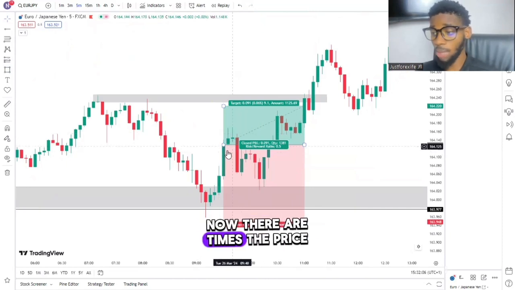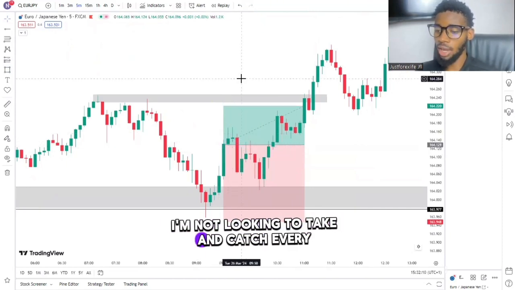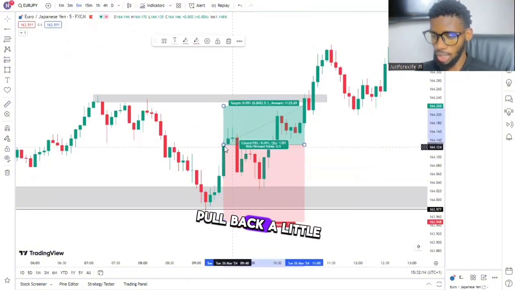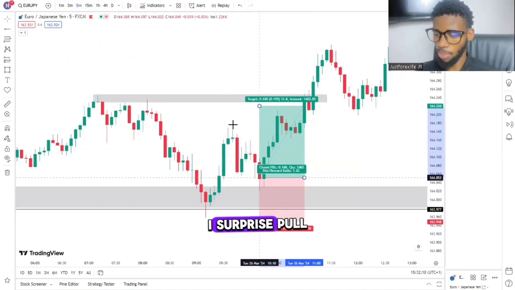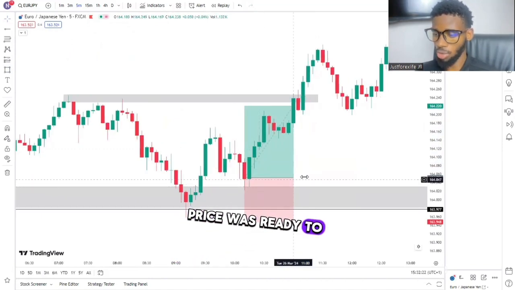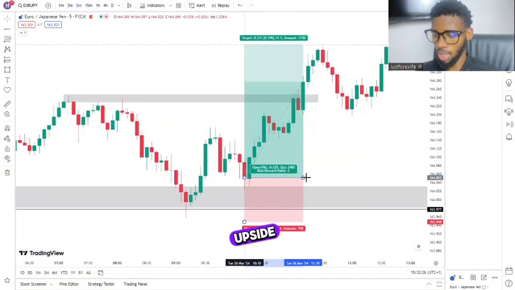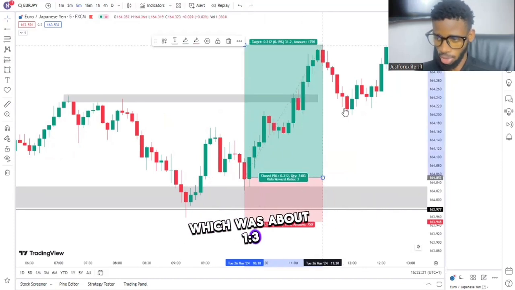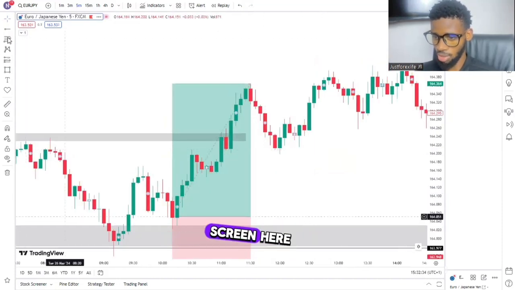Now, there are times where price could just continue going up. Fine, I've missed the trade. I'm not looking to catch every single opportunity. So I waited for price to pull back a little bit, and I took the entry around here. I saw price pull back. I saw this rejection. I knew, yes, price was ready to go up. And then I rode it all to the upside. I took my profits just at this tip here, which was about 1 to 3. So I would put it somewhere around the screen here.